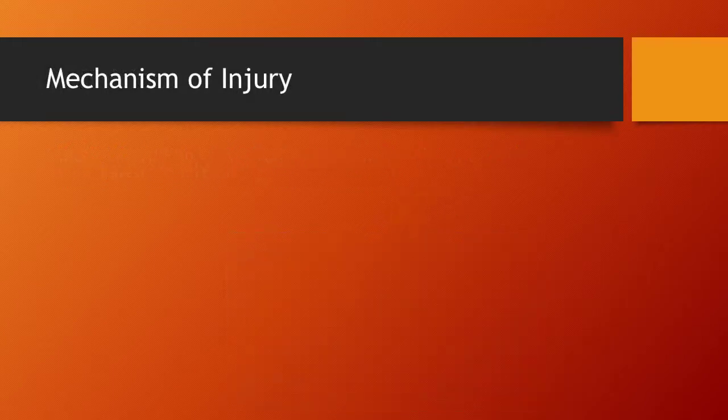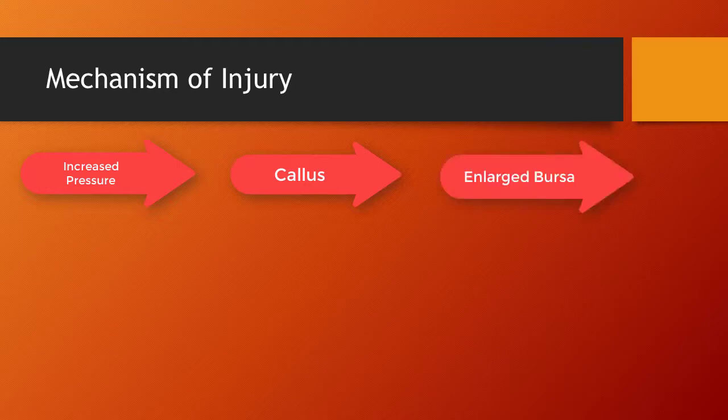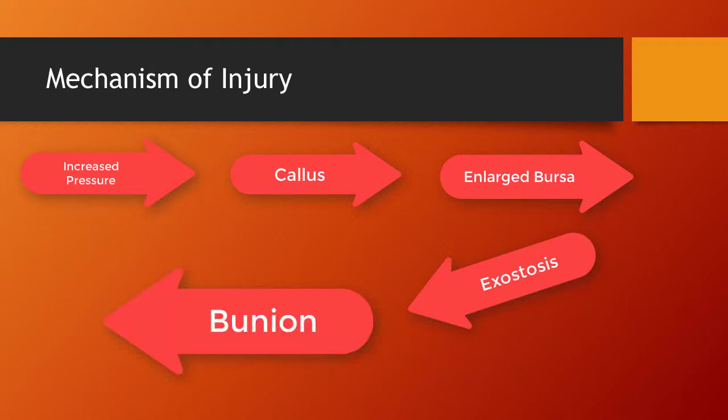The mechanism of injury can be twofold. When we look at injury, oftentimes it's simply because of the shoes that the individual wears. If there is an increased pressure, it will form a callus, which eventually causes a bursa to enlarge. This creates an exostosis formation, exostosis being a bony formation, which then leads to that bunion.